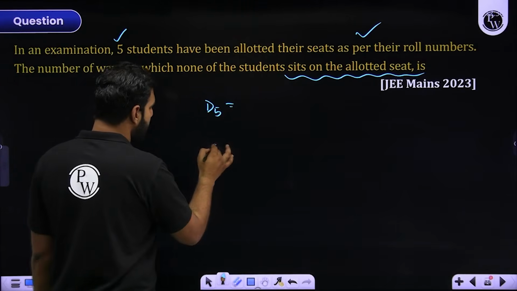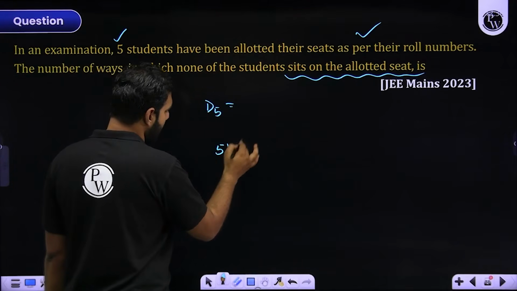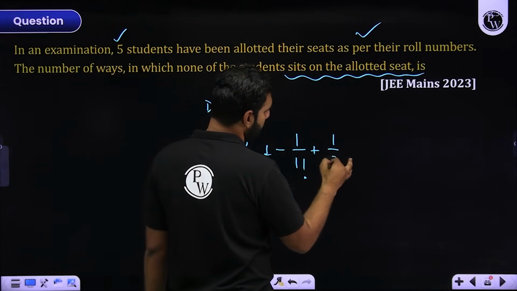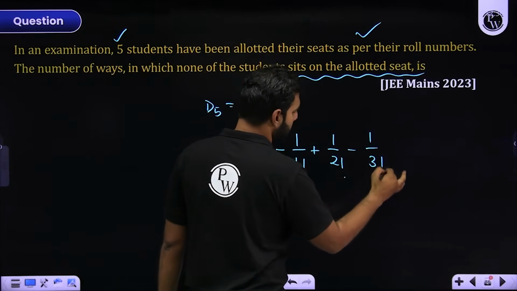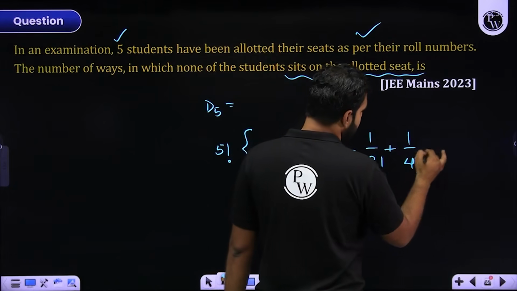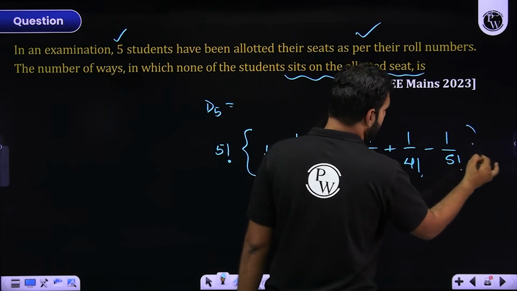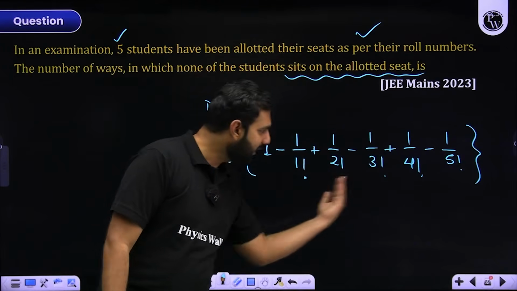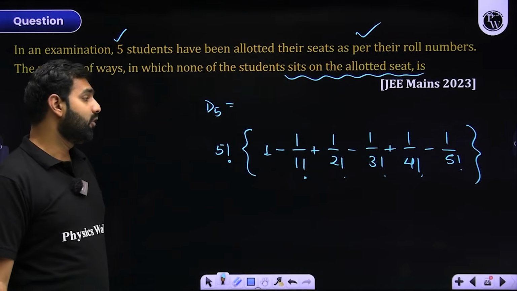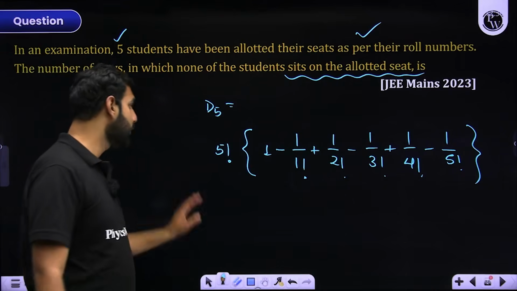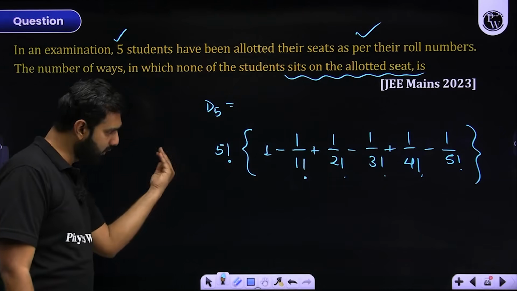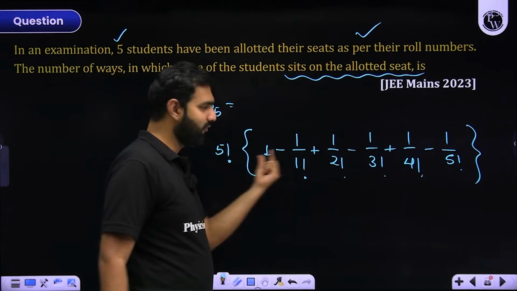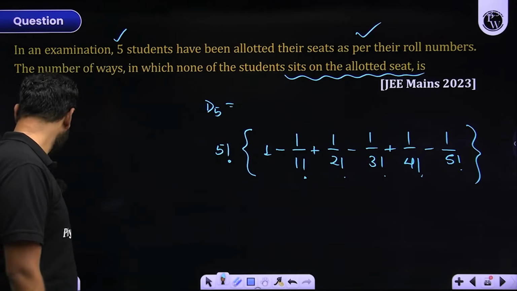So D5 as per the formula will be 5 factorial into 1 minus 1 by 1 factorial plus 1 by 2 factorial minus 1 by 3 factorial plus 1 by 4 factorial minus 1 by 5 factorial. That's how you can find it. Did you get this part? I hope you are very comfortably understanding it. Even if you remember D1, D2, D3, D4, that's how you can derive it. But even if you forget this, this is how very quickly you can get the value of D5. You just need to push this 5 factorial inside and you can get the result very quickly.